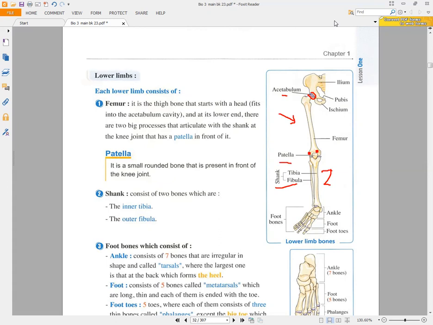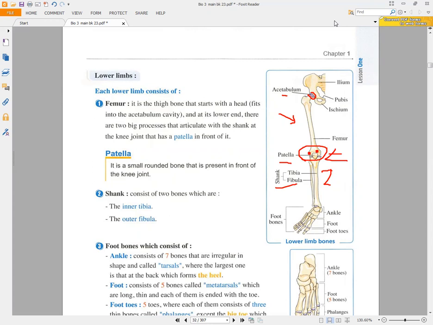This patella is a small rounded bone that is present in front of the knee joint. So here we will have a joint. This joint consists of 3 bones, okay, as the elbow joint. The elbow joint consists of the humerus, radius, and ulna. But here we will have a femur, tibia, and the patella. This joint is a limited movable joint.